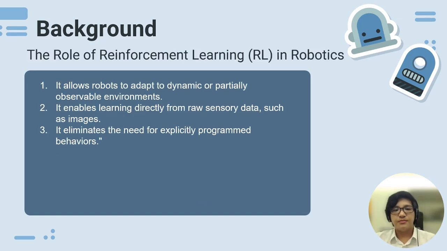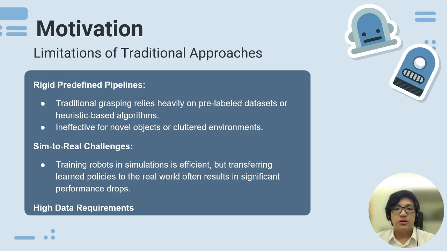configurations. Over the past few years, reinforcement learning, or RL, has emerged as a powerful tool in robotics. RL allows robots to learn optimal behavior from their interactions with the environment rather than relying on explicit programming. This adaptability makes RL particularly suited for tasks like grasping, where traditional methods often fall short. Motivation for this research stems from the limitations of traditional robotic grasping methods and the opportunities offered by RL.